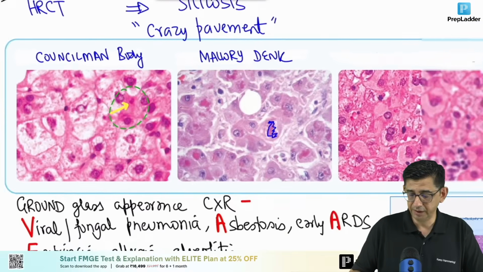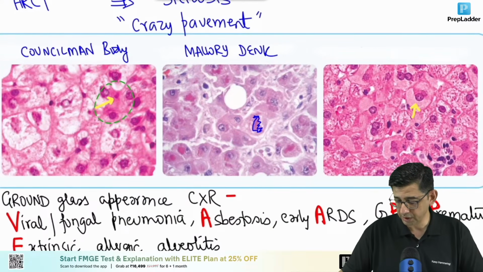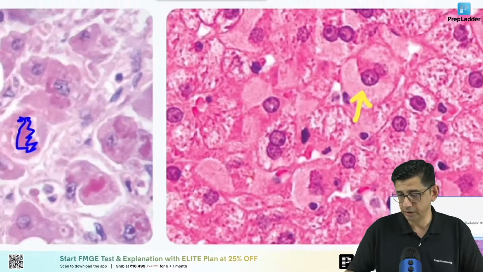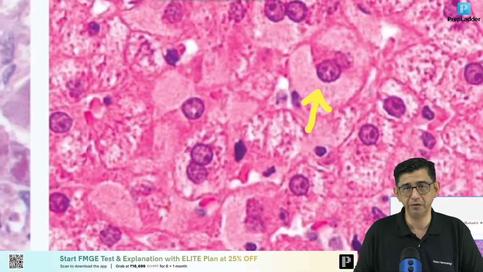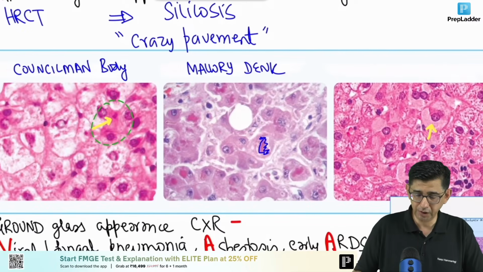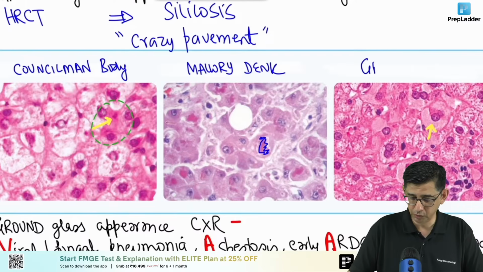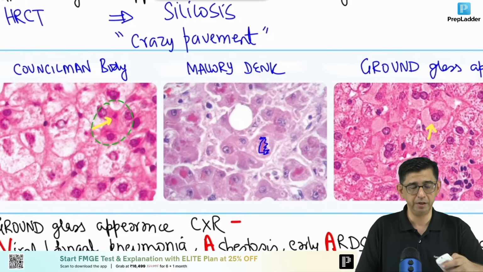And the third finding that you can see here is this peculiar appearance of the cytoplasm. Okay, I'll zoom in. You can see the ground glass appearance of the hepatocytes here once I've zoomed into the slide. So three histopathological slides have been shown here: Councilman body, then Mallory-Denk, and then the ground glass appearance of the hepatocytes. That is a feature that is seen with hepatitis B.